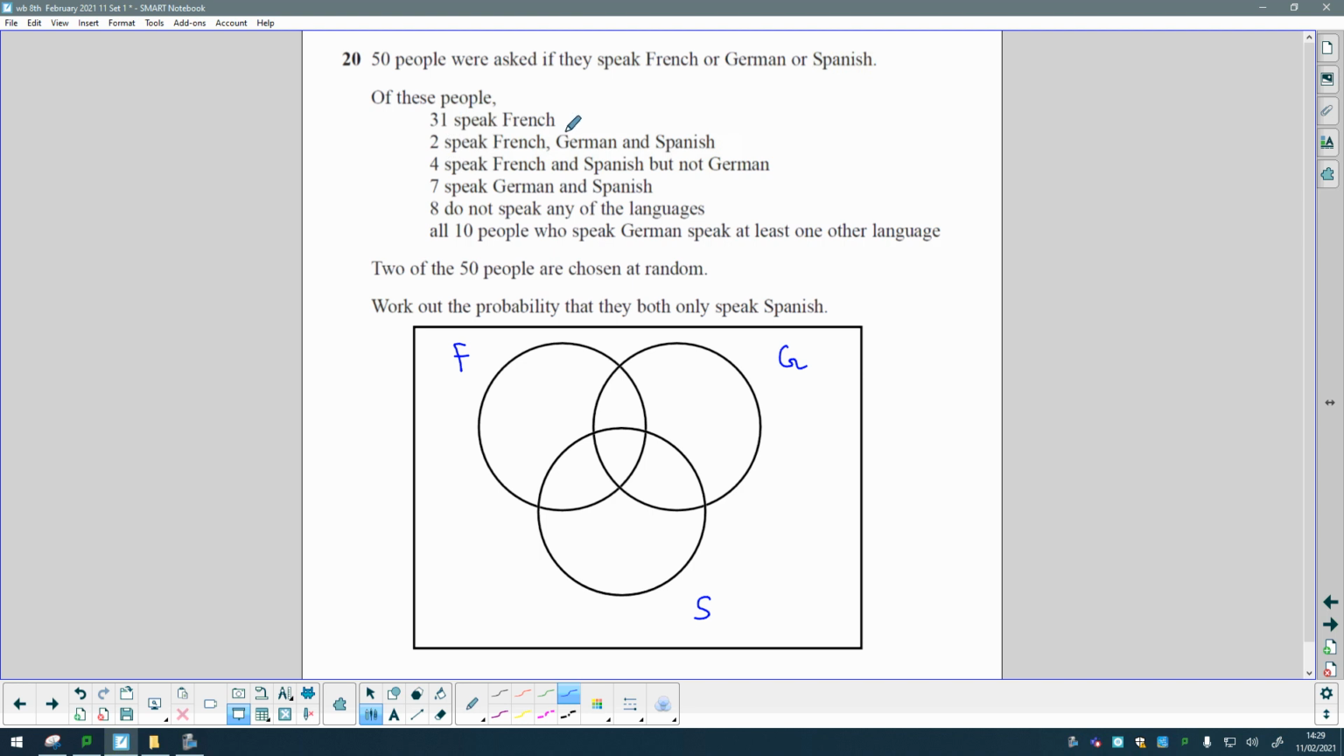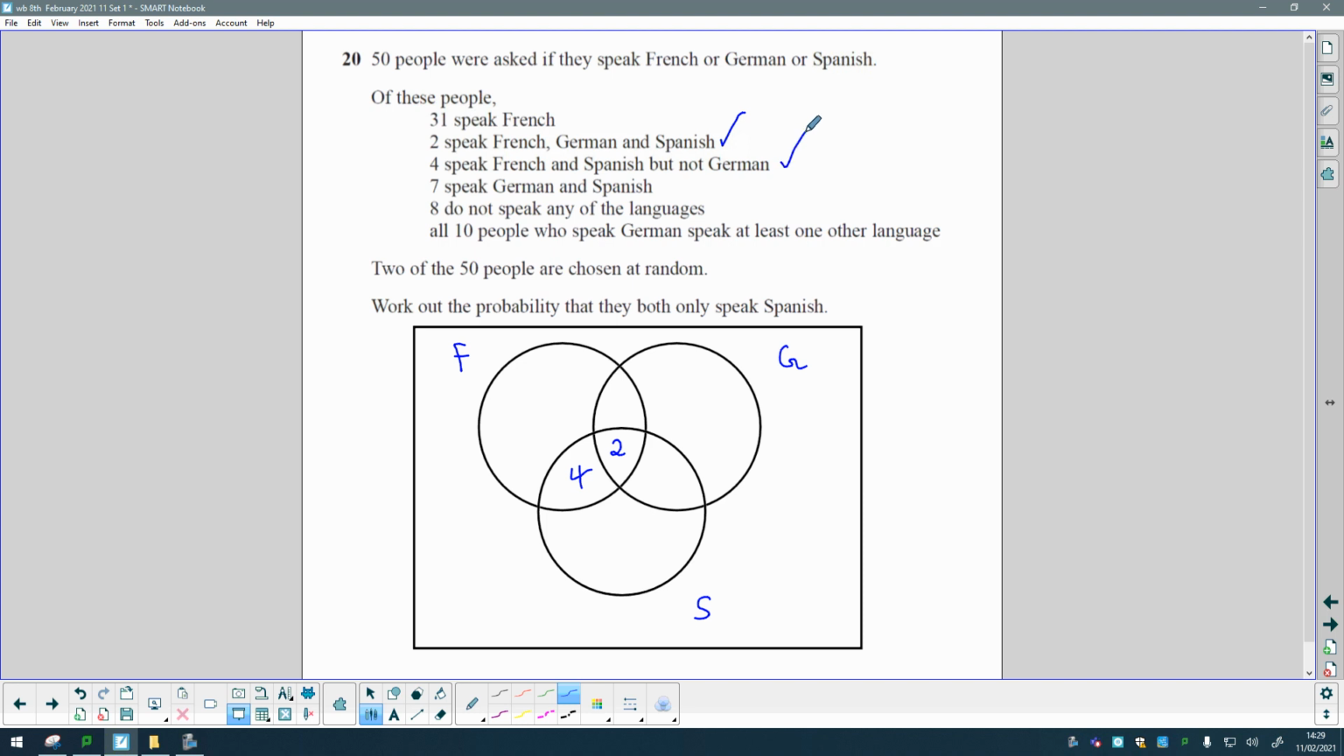Now, 2 people speak French, German and Spanish. So that means there are 2 in the centre because they're speaking all 3 languages. So that particular line we've dealt with. We're now going to look at 4 speak French and Spanish, but not German. So that tells us that that area of the Venn is 4, because that's fulfilling that statement.